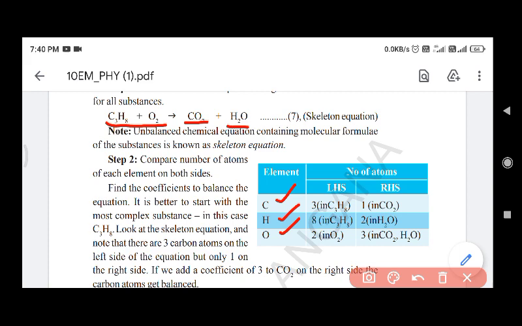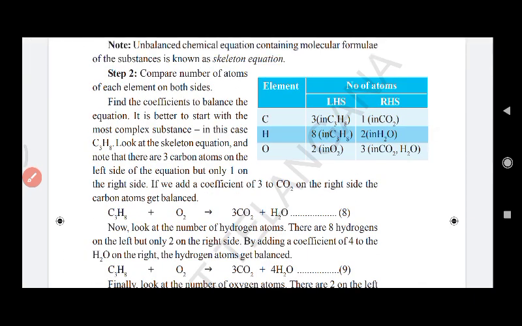2 plus 1, how many atoms total? 3. 2 in carbon dioxide and 1 in water. Okay, so in this way, oxygen atoms are also imbalanced on both sides. So to balance these three elements' atoms on both sides, we have to write coefficient numbers before the formula of the compound. We should not disturb the molecular formula.